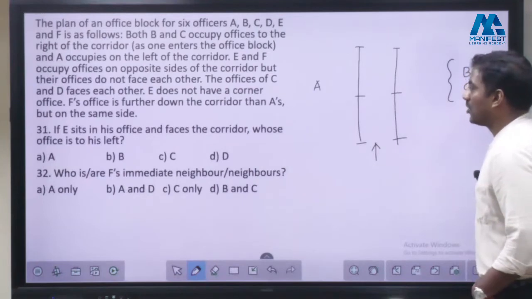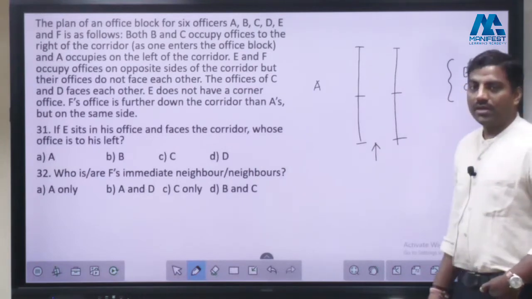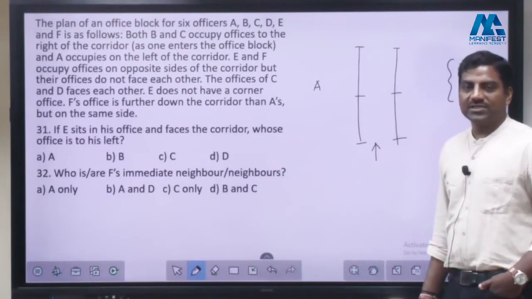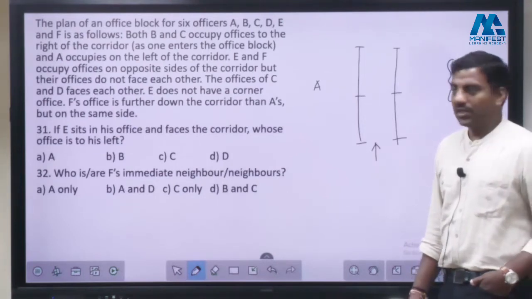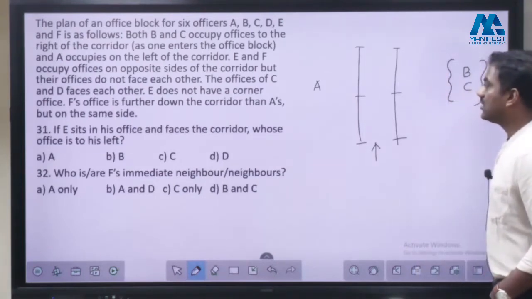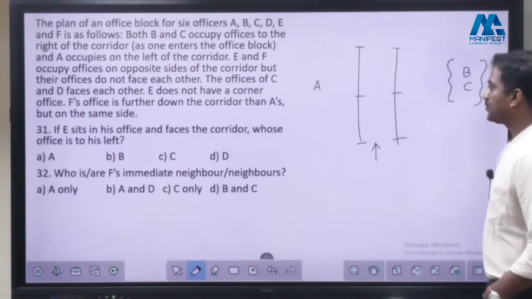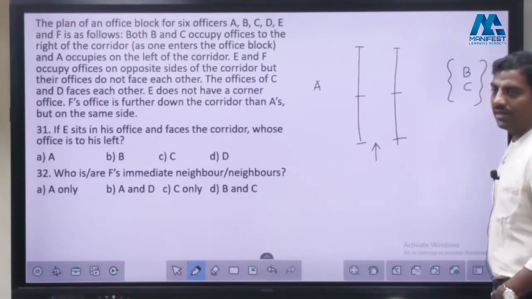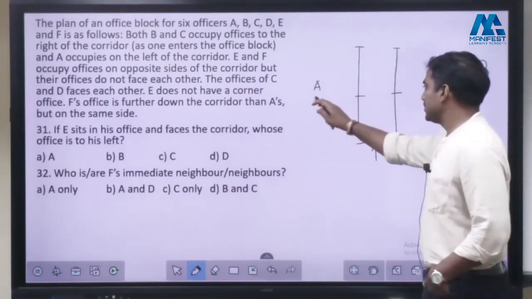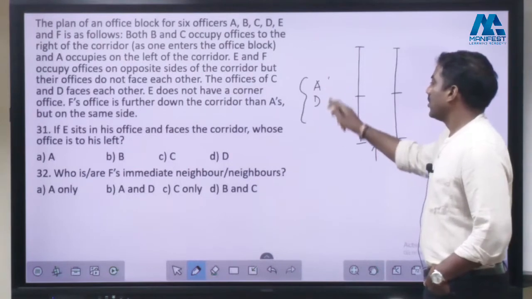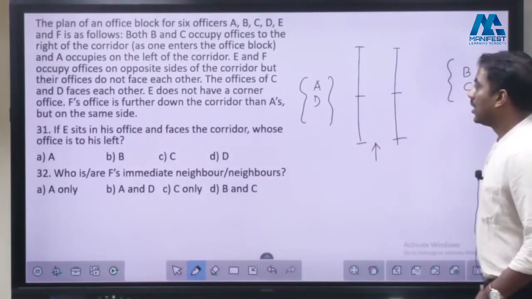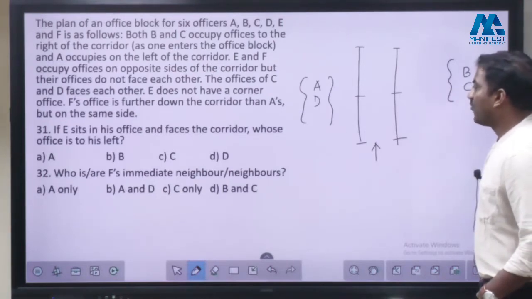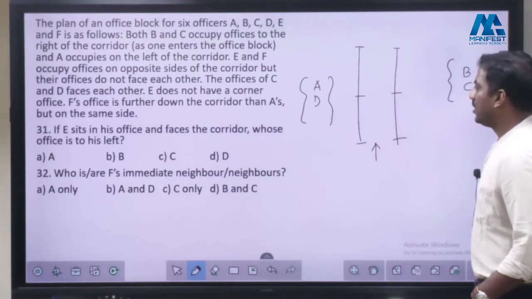But their offices do not face each other. E and F are on opposite sides, but their offices will not face each other's office. Next. The offices of C and D face each other. So D will come where? Left side, yes. E does not have a corner office. Okay. F's office is further down the corridor than A's.